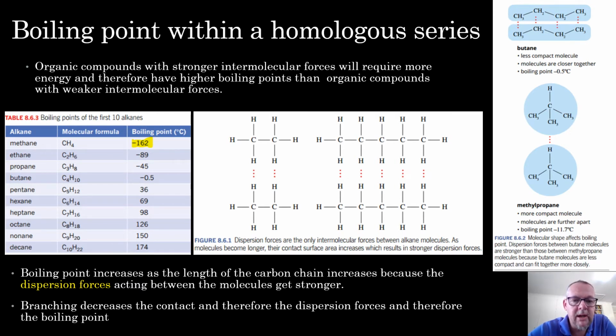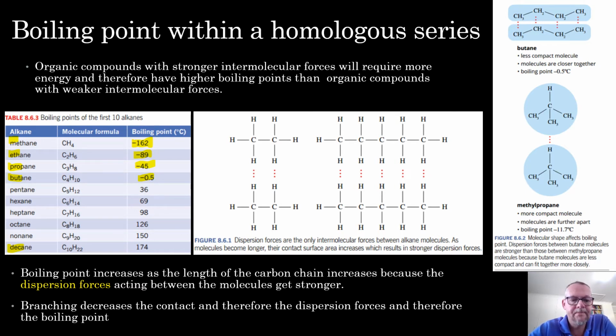As you increase the carbons, going from 1 to 2 to 3 to 4 down to 10, there is an increase in boiling point. Now, this is explained by the dispersion forces being the only intermolecular forces in alkane molecules. As the molecules become longer, their contact surface area increases, increasing the dispersion forces. So boiling point increases as the length of the carbon chain increases because the dispersion forces acting on the molecules get stronger.